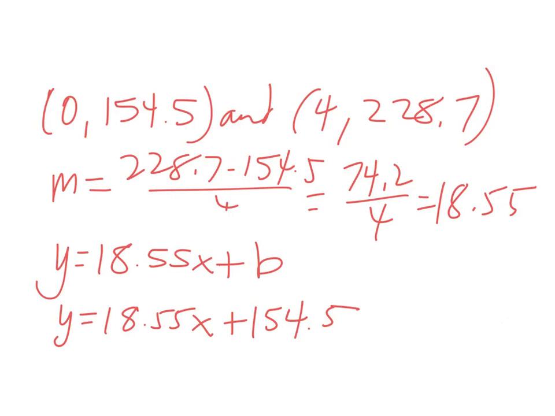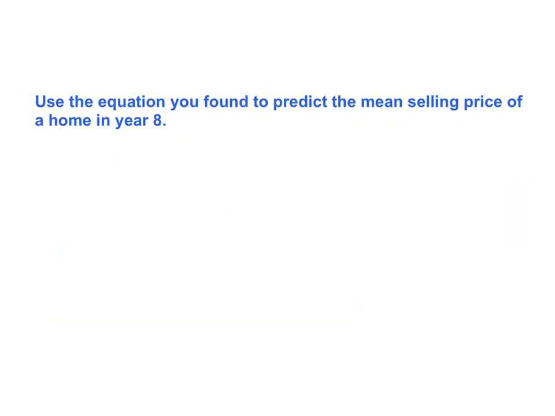Because they want us to know, all right, what's the price of a house going to sell for in 8 years? Because the table only went up to 5 years. So how am I going to figure that out? Plug 8 into x. So do that. Okay? So now use your equation. The equation of the line is the prediction equation. And to find the mean selling price of a home in year 8, do that now.